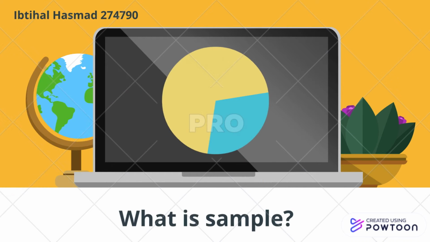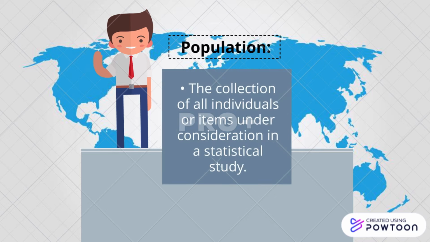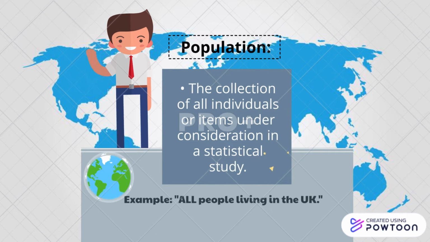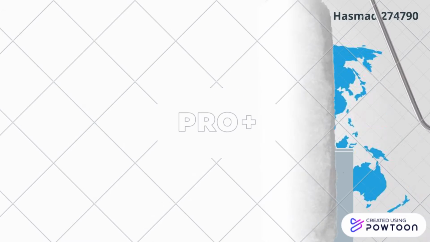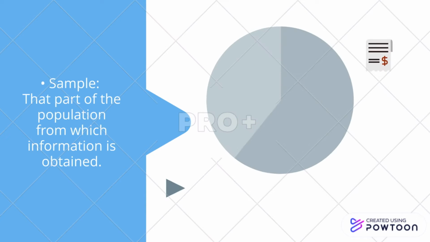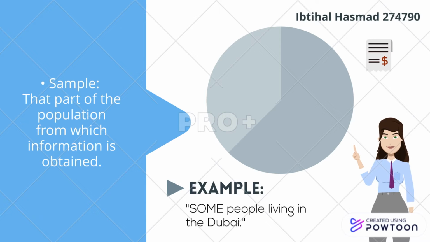What is a population and what is a sample? Population is the collection of all individuals or items under consideration in a statistical study. For example, all people living in the UK. Next, what is a sample? A sample is the part of the population from which information is obtained. For example, some people living in Dubai.